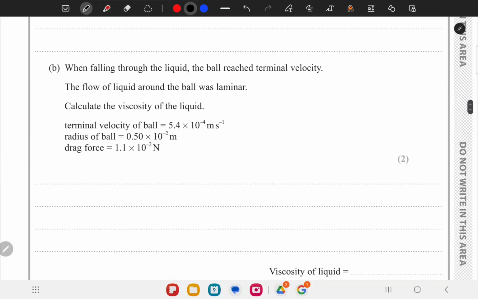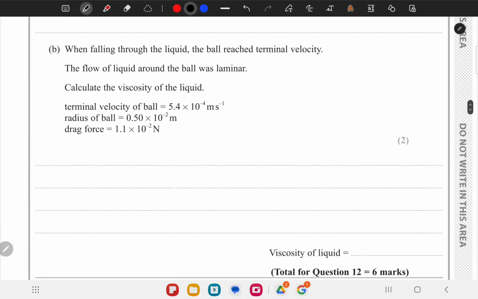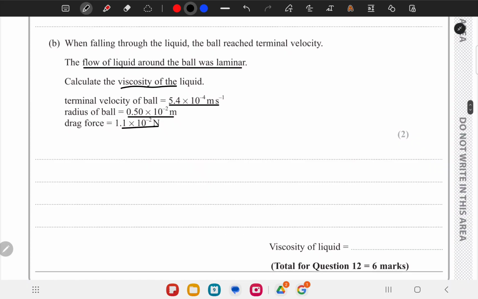Now for part B, we have a calculation. We are given the terminal velocity, the radius and the drag force. We are also told that the flow was laminar. We have to find the viscosity. Here we have to use Stokes law. So the Stokes equation is F equals to 6 pi eta rv. This is the viscosity.